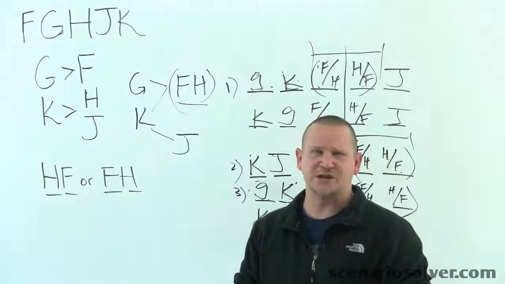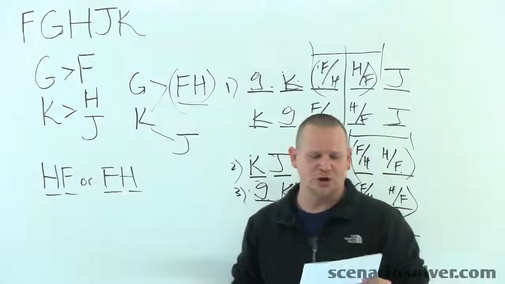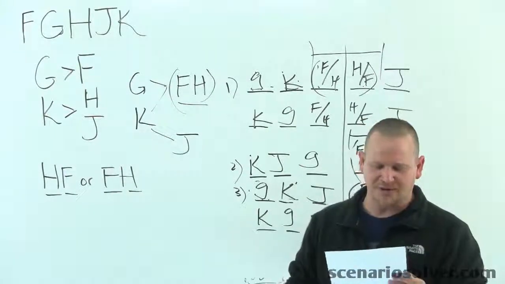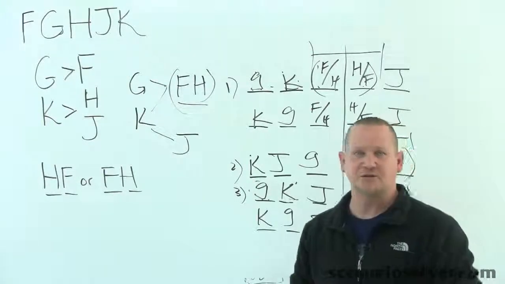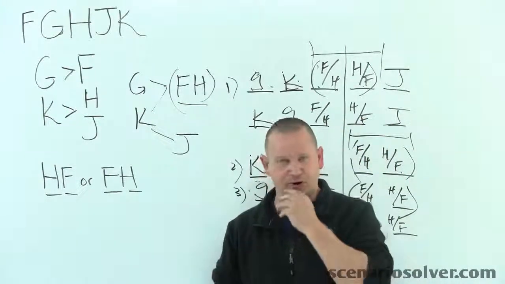The third rule says I need F and H next to each other, whichever order. And if you look at C, I do not have F and H next to each other. C's out. That leaves just D as the correct answer to the question.